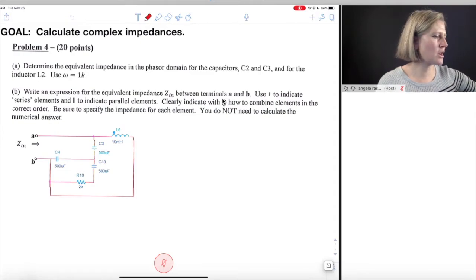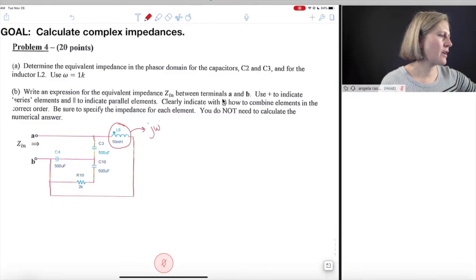So for an inductor, you're going to use the j omega L, and omega is given in this case as 1K. So you just multiply the 1K times the 10 milli to get 10J.